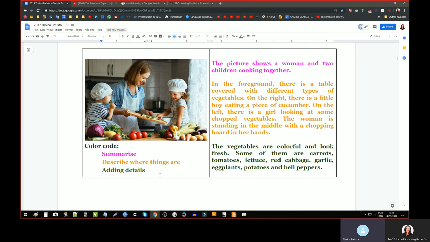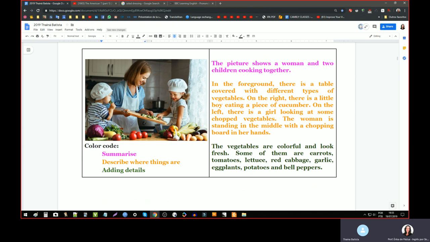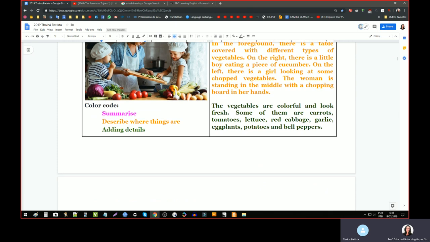The picture shows a woman and two children cooking together. In the foreground, there is a table covered with different types of vegetables. On the right, there is a little boy eating a piece of cucumber. On the left, there is a girl looking at some chopped vegetables. The woman is standing in the middle with a chopping board in her hand. The vegetables are colorful and look fresh. Some of them are carrots, tomatoes, lettuce, red cabbage, garlic, eggplant, tomatoes again, potatoes, and bell peppers.